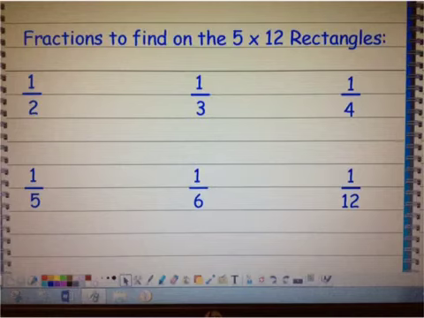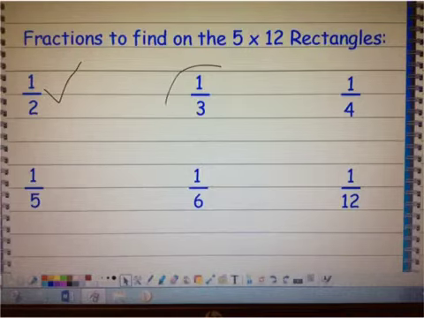We're going to be working with the 5x12 rectangles today, making some fractions, just like we did with the 4x6 rectangles. I'm going to show you with a few examples. I just did 1/2, so I'm going to try 1/3.